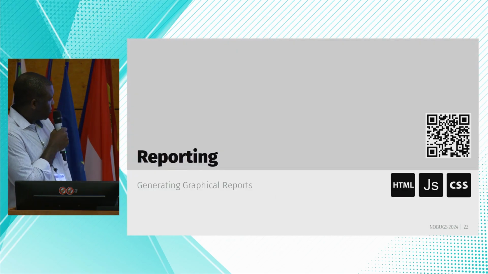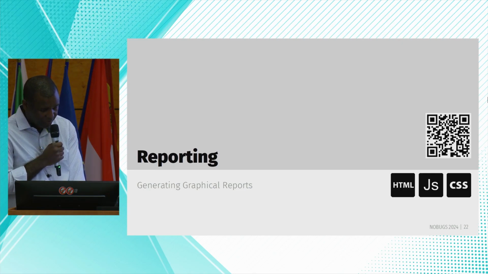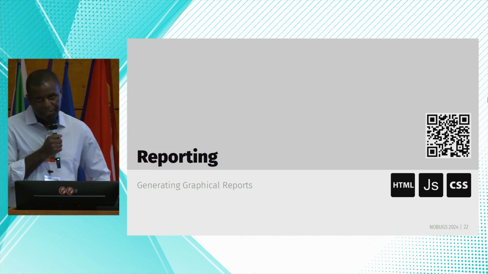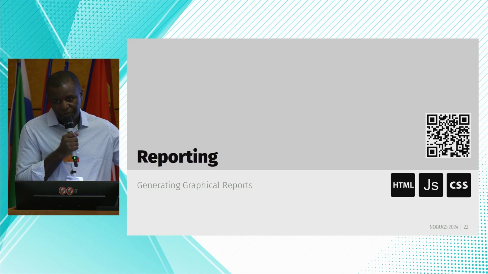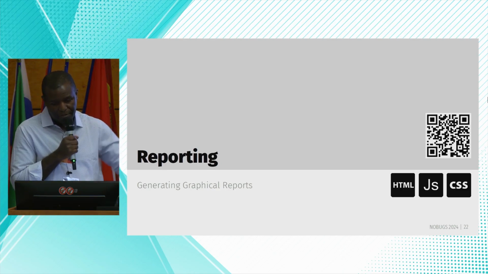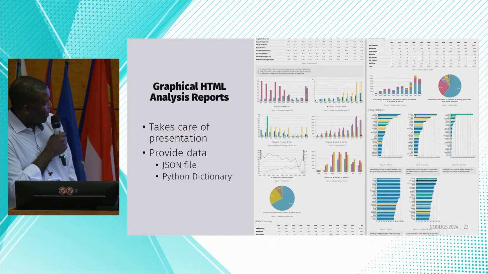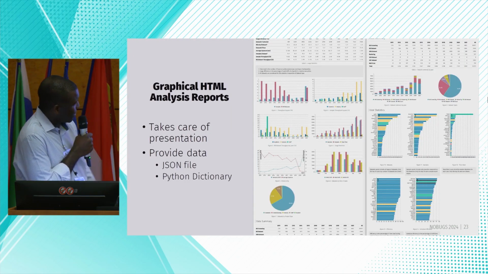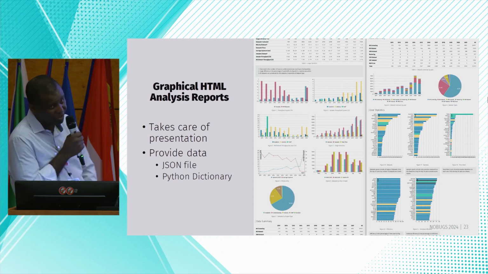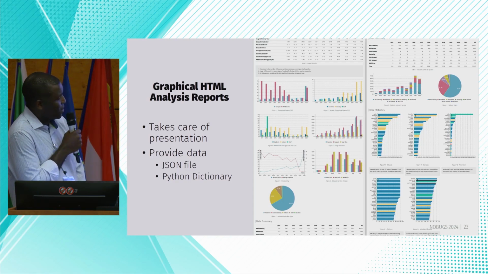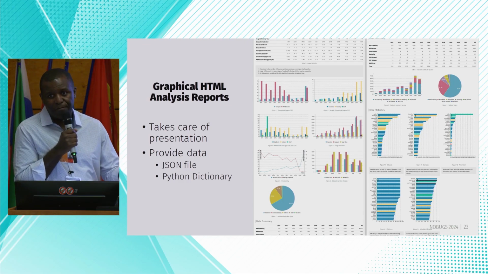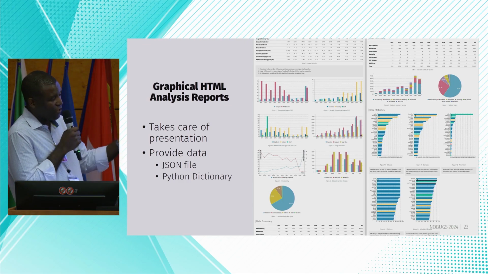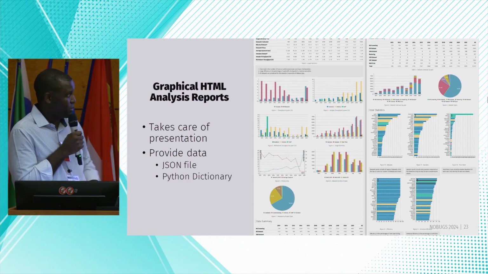So the last tool I want to talk about is the reporting framework that we've developed. It's based on CSS, JavaScript, and HTML, and it's for generating those nice reports that I showed you, and all the tables and plots. For example, the tables and plots that you see on the right hand side were all generated using this tool. You simply provide a Python dictionary or a JSON file, and it uses that to generate the report.